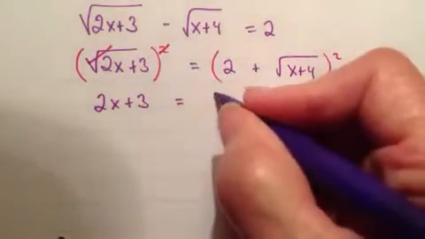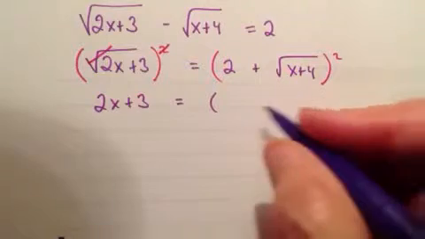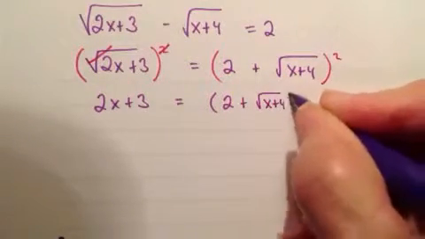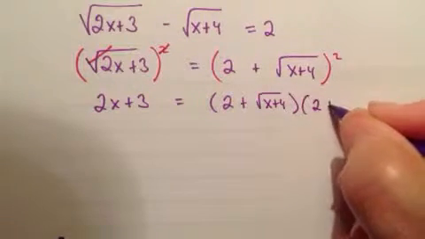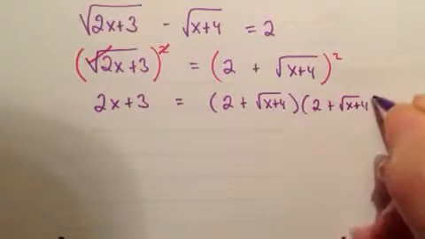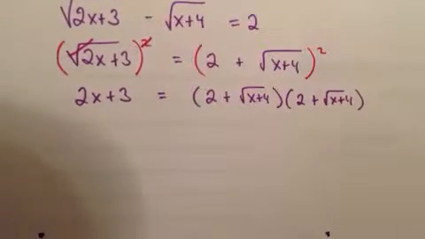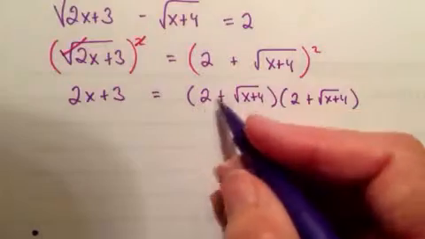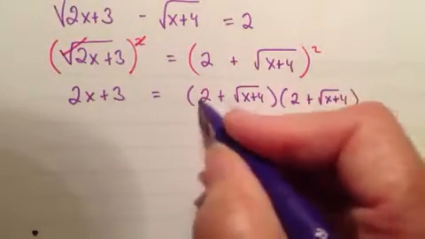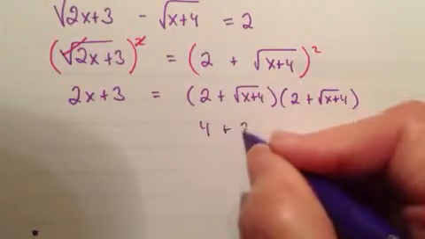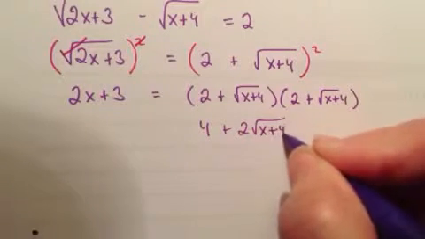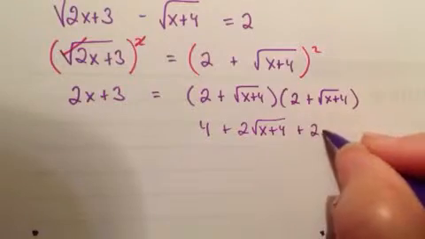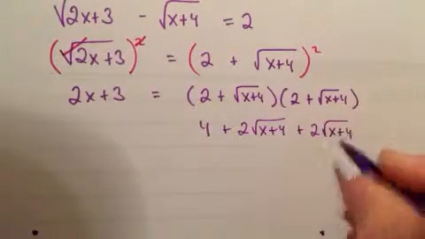This side, however, is all in parentheses, notice. So I'm going to have to write this out twice, times another 2 plus the square root of x plus 4, right? And hopefully you guys are thinking, now I have to FOIL that. So when I FOIL it, 2 times 2 is 4. 2 times the square root of x plus 4 is simply 2 square roots of x plus 4. The two middle terms being FOILed is going to be another 2 square roots of x plus 4.